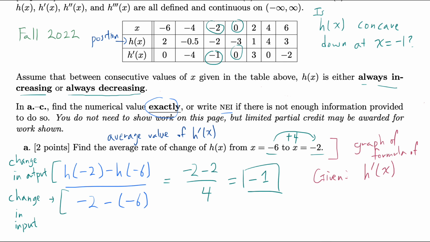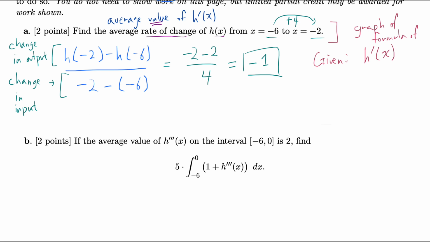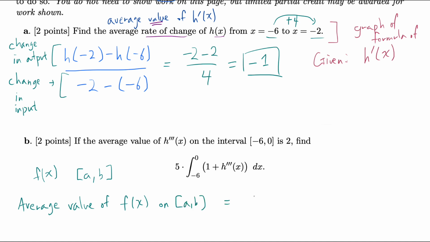And this hopefully makes sense because the rate of change is the derivative. So the average rate of change of h of x, you would hope, is the same as the average value of h prime of x. And how do you find the average value of a function? Let me quickly say that because it's going to help us for the next question as well. If f of x is a function, and we're looking at some interval from a to b, then the average value of f of x on a to b is given by 1 over b minus a times the integral from a to b of f of x dx.